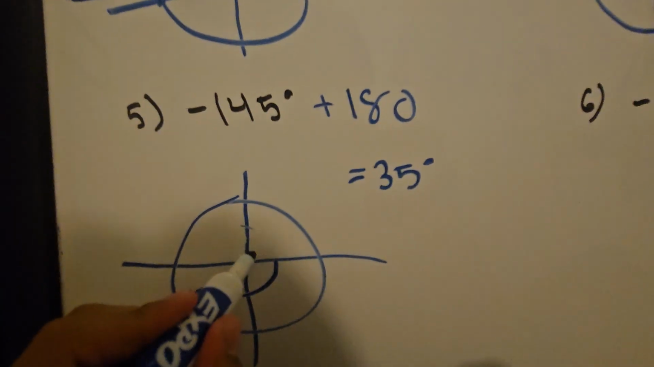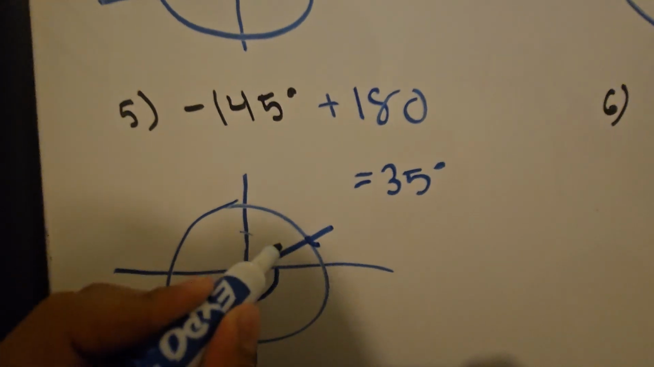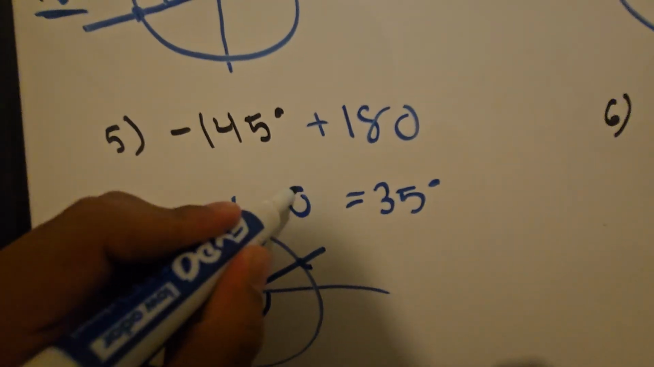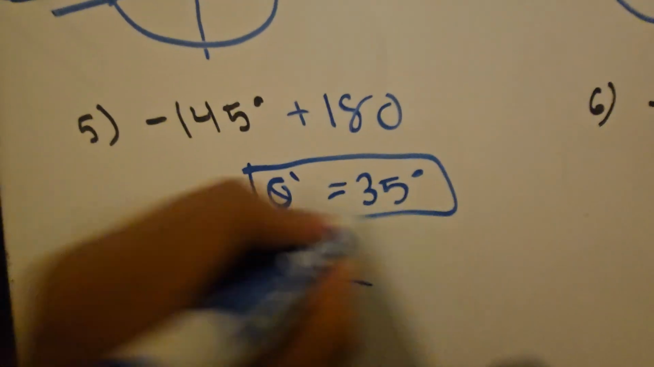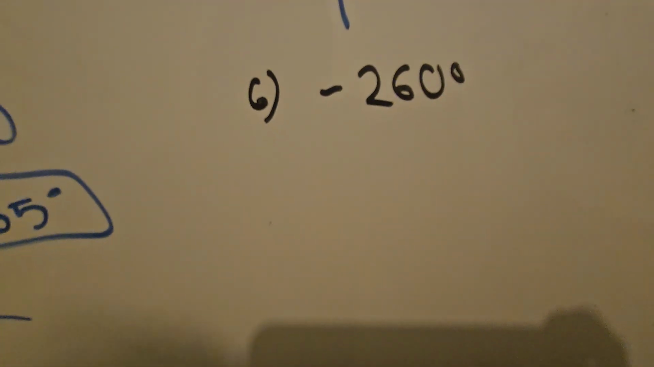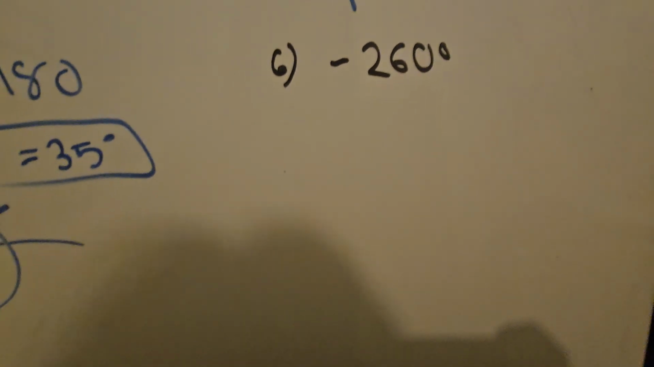Look at that. Is 35 degrees not here in the first quadrant? So guess what? That will be your reference angle. There we go. That's your reference angle. Let's go on to number 6, our last one. That's negative 260 degrees.